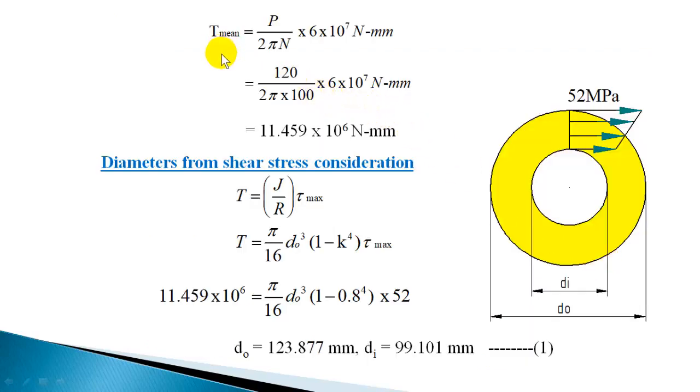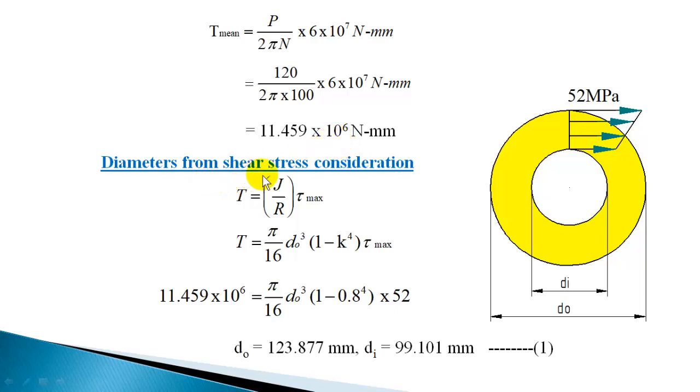Mean torque transmitted can be found out by this equation: P by 2 pi N into 6 into 10 raised to 7 Newton mm. P is 120 and N is 100. Substituting that, you will get 11.459 into 10 raised to 6 Newton mm. This is the mean torque transmitted, and you are not given any other constraint, that is, maximum torque condition is not given. So the mean torque itself can be used to find out the dimensions of the shaft.